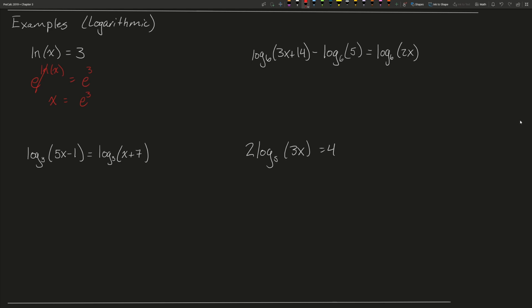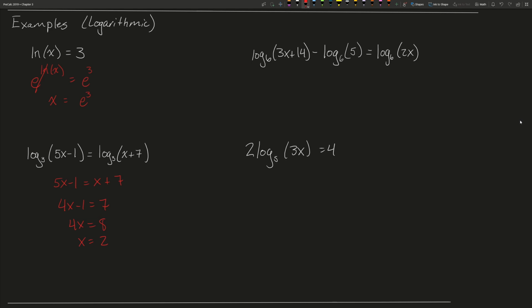In this next one, log base 3 of 5x minus 1 is equal to log base 3 of x plus 7. We have the same base log, so we can just use the one-to-one property. So 5x minus 1 is equal to x plus 7. If we subtract x from both sides, we get 4x minus 1 is equal to 7. So 4x will equal 8, and x will equal 2.